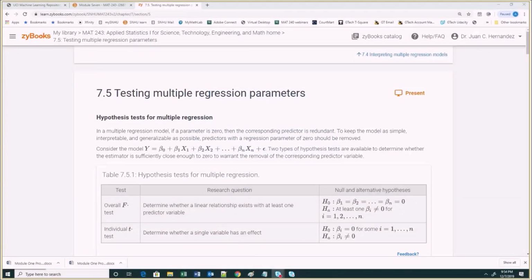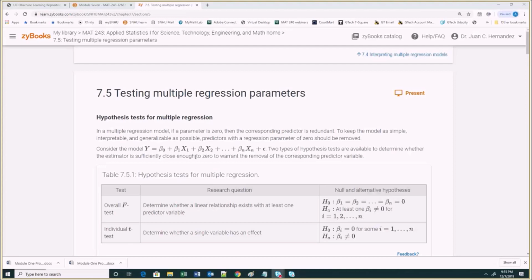Now that we're going into hypothesis tests for multiple regression, what is the meaning of the overall F-test compared to the individual t-test? When do you use each one? Excellent question. Okay, so now that we are on section 7.5, which is about testing multiple regression parameters, hypothesis testing for multiple regression, there are really two kinds of tests that are very important here.